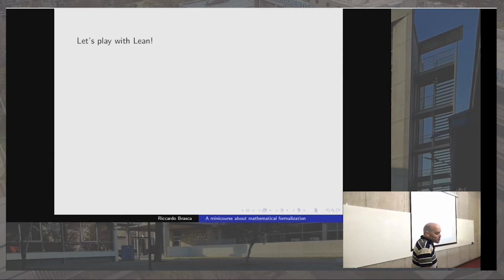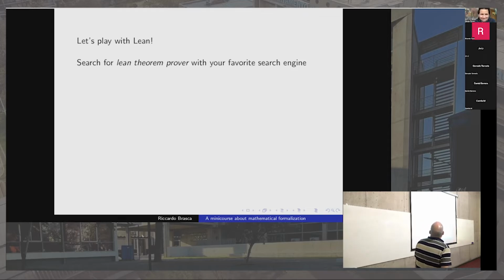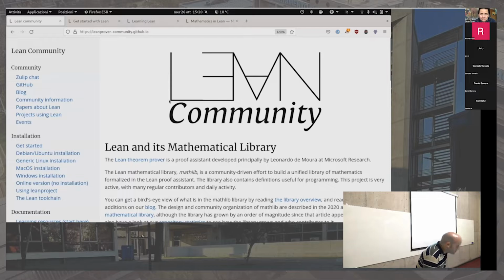As usual in doing mathematics, it's interesting to listen to someone else, but at some point you have to do exercises to become good at it. So for Lean, what you can do is just search for the Lean theorem prover in Google or whatever. You should end up on this website.